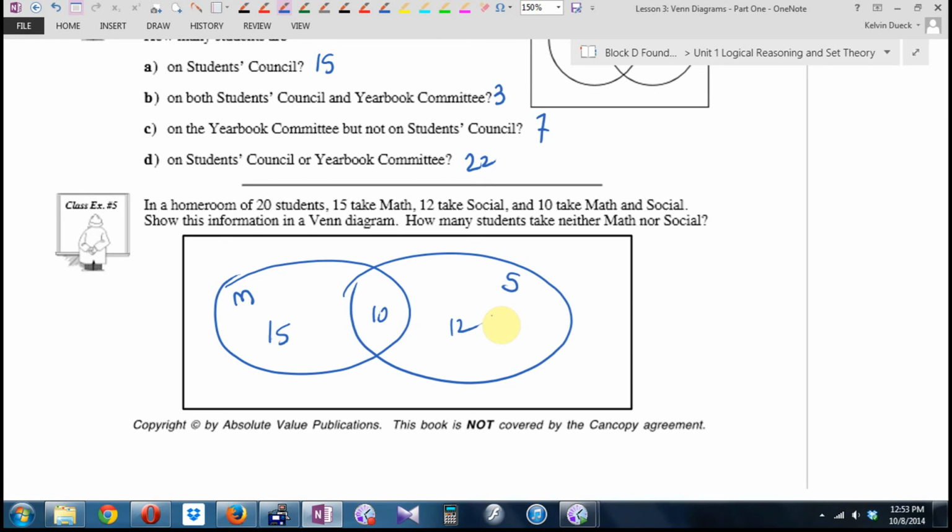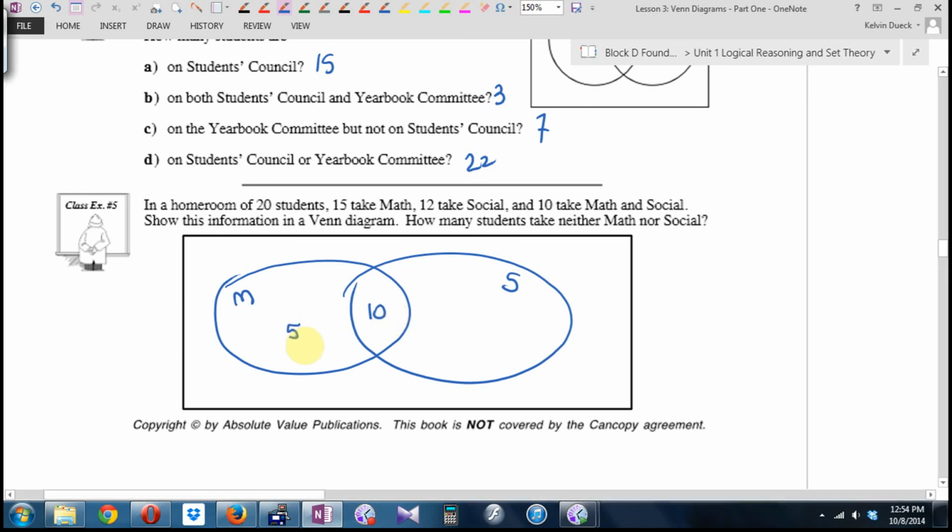So, when you're trying to fill in a numerical Venn diagram, there are two approaches. If you know the overlap, you start on the inside and work your way out. Or, if you don't know the overlap, you start on the very outside and work your way in. What's the overlap? How many take both? I'm going to put a 10 right there. How many take math? Grand total. 15. How many only take math? 5.